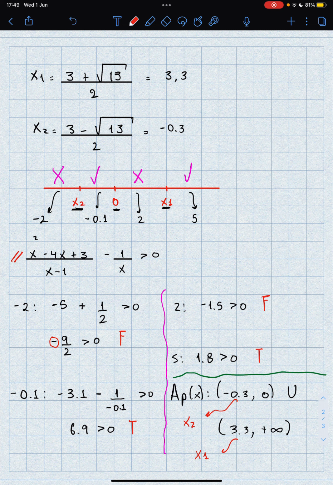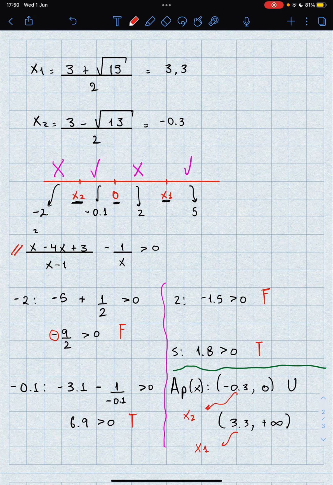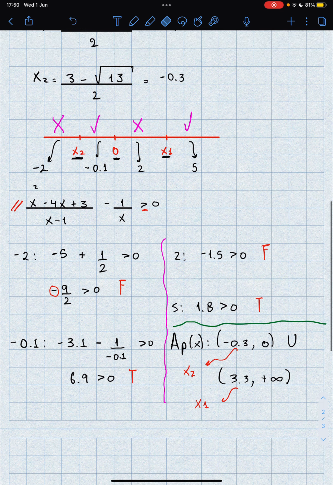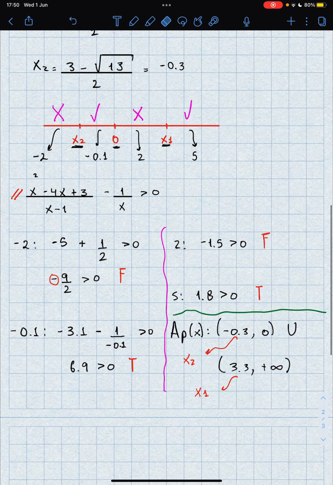and it's not satisfying the inequality. So in case we have equal to 0, then this one is gonna be a closed interval. This one is gonna be a closed interval. But because we don't have that situation, then you can't say that. Okay? So that would be the solution, guys.